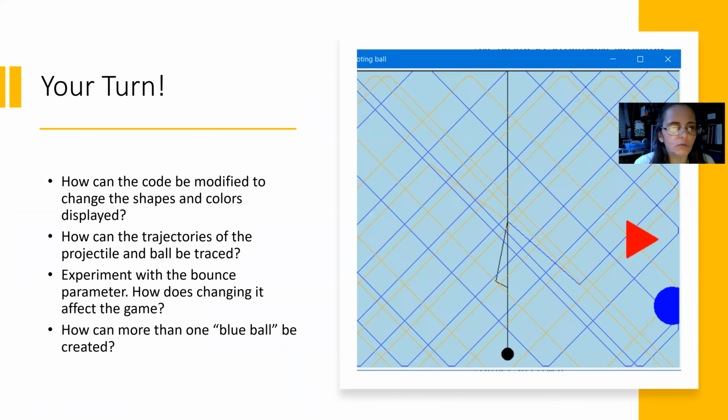Here are some challenges for you to look at. How could the code be modified to change the shapes and colors being displayed? How could the trajectories of the projectile and the ball be traced? Experiment with the bounce parameter. How does changing it affect the game? And finally, can more than one blue ball be created?